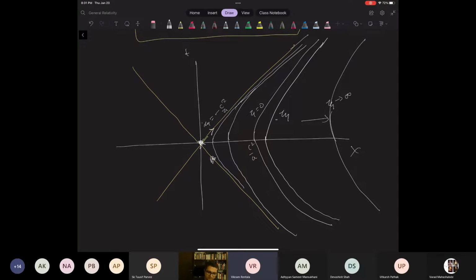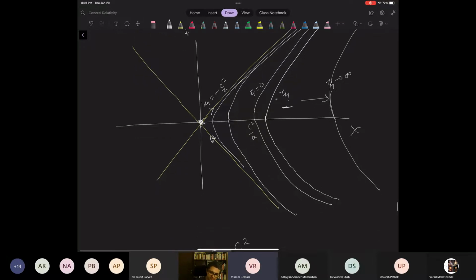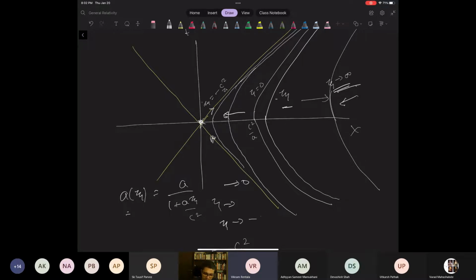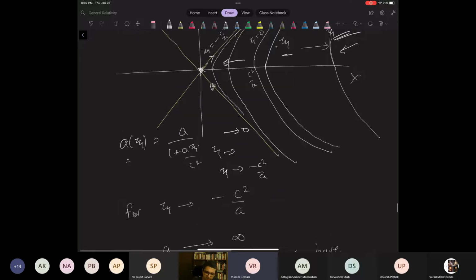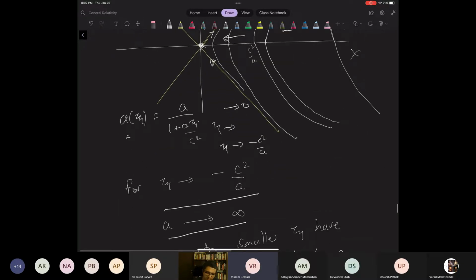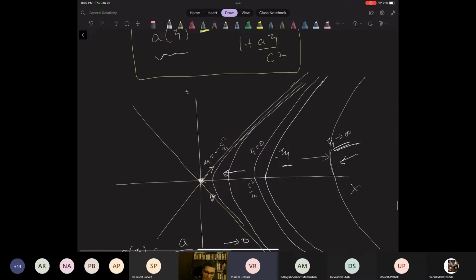And basically the observer with a particular value of xi has an acceleration a xi, which is a over 1 plus a xi over c squared. So what you can see is that as xi becomes large, a xi goes to 0. So the limiting observer to the far right has 0 acceleration in their MCRF. Versus as I go to the left, as xi goes to minus c squared by a, the acceleration goes to infinity. Why is it infinite?